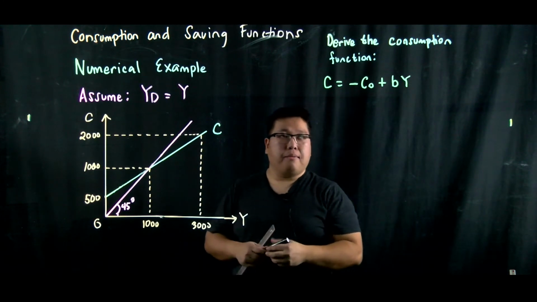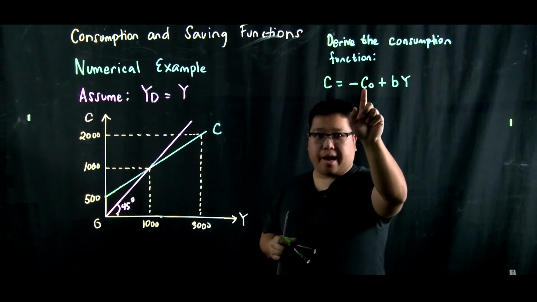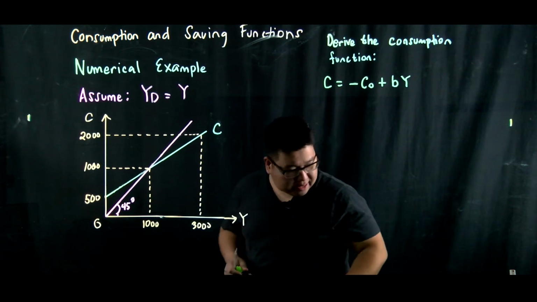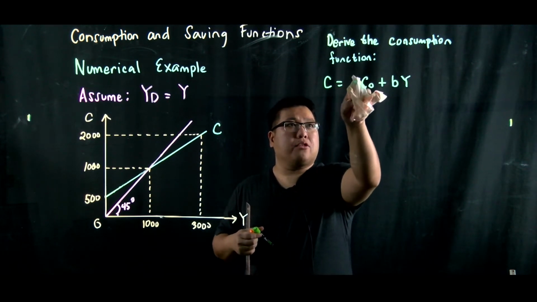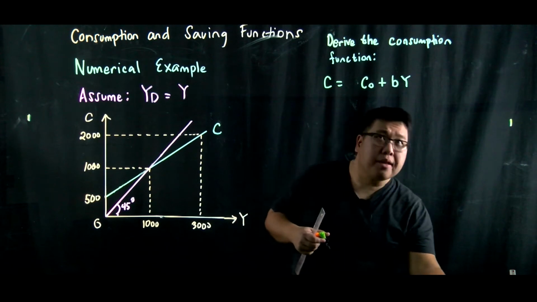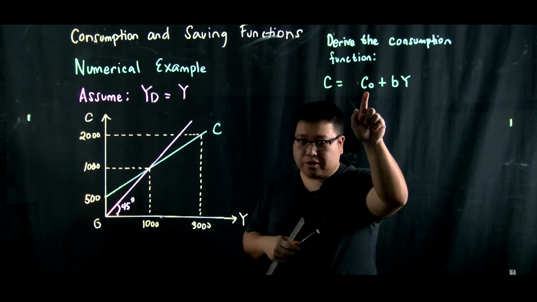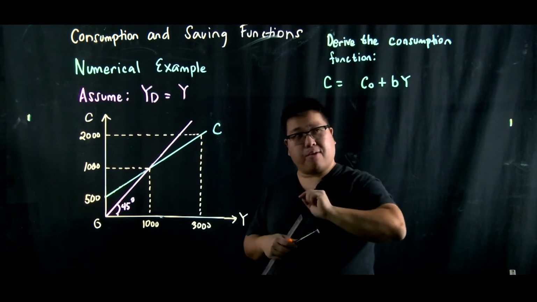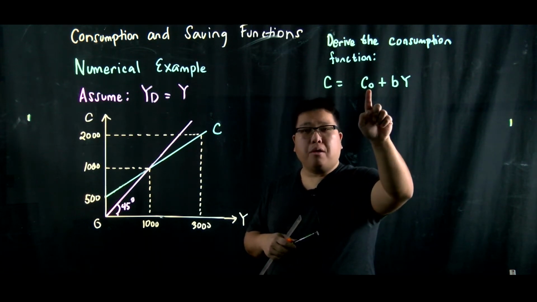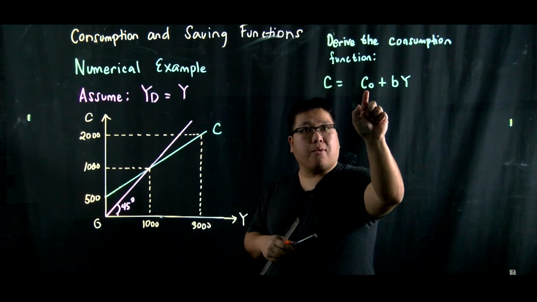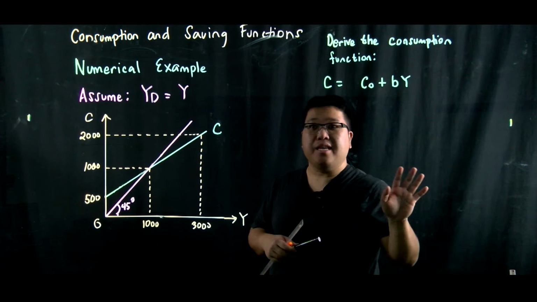Now, there are two things that we need here. The first thing that we need is this guy. This is not negative, it's just C sub 0. So the first thing we need is C sub 0, and the next thing we need is B. Remember, C sub 0 is autonomous consumption. And then the B here is your marginal propensity to consume. Well, we know that C sub 0 is the amount of aggregate consumption expenditure when national income is 0.